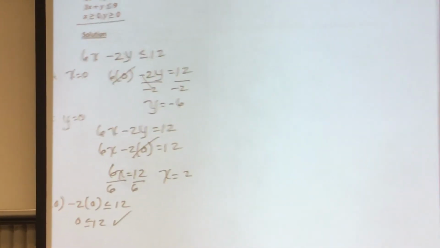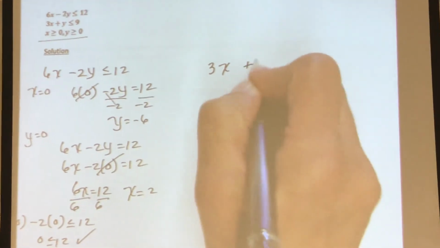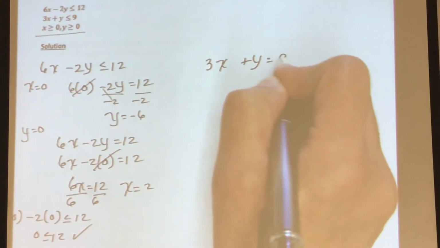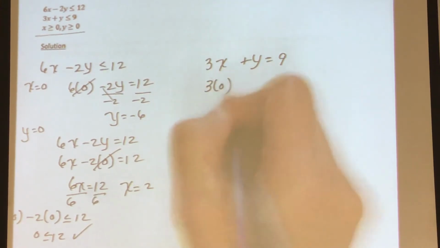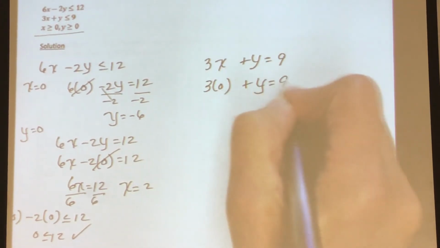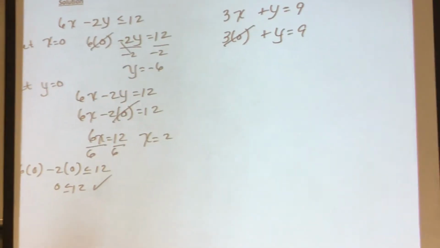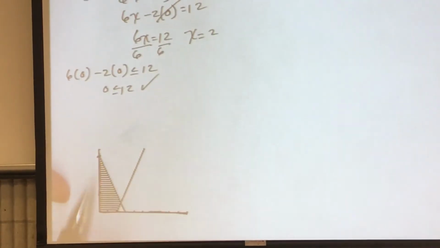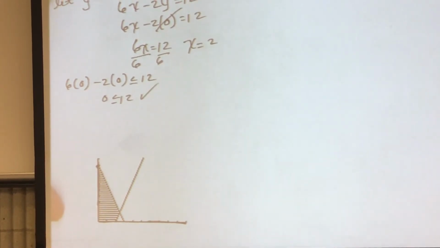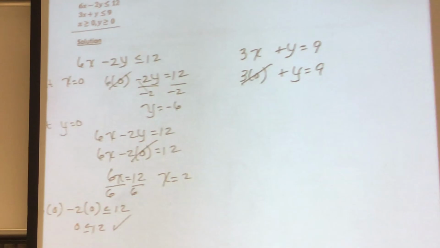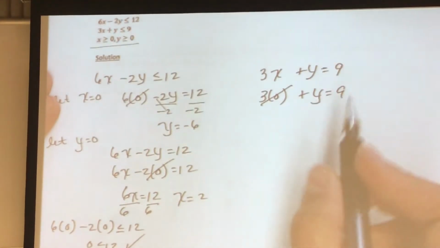Now let's do the same thing for the second line. We have 3x plus y is equal to 9. So let's let x equal 0. So we have 3 times 0 plus y is equal to 9. So y is equal to 9, and that's this point right here. y is equal to 9, and x is equal to 0. That's your y-intercept. Now let's solve for the x-intercept, and that is letting y equal to 0.